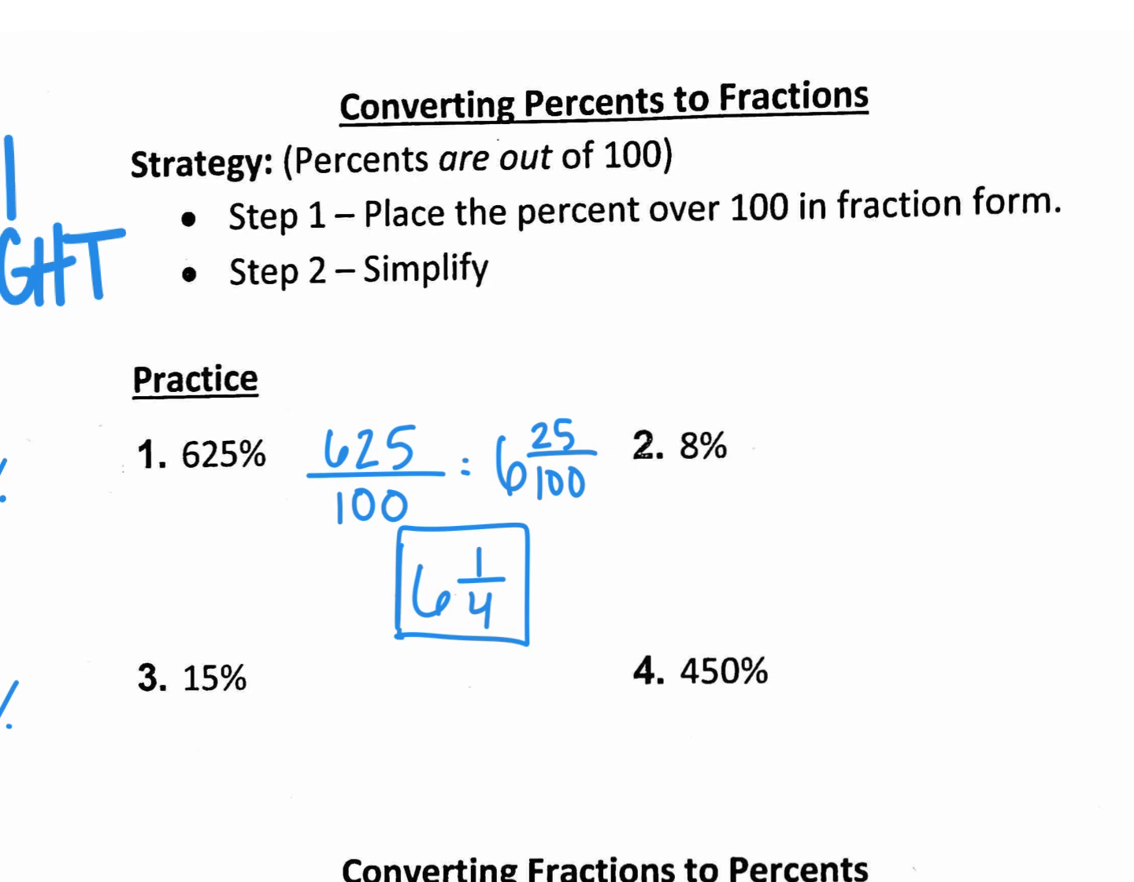Percents are always out of 100, so 8 over 100, which is 2 25ths.